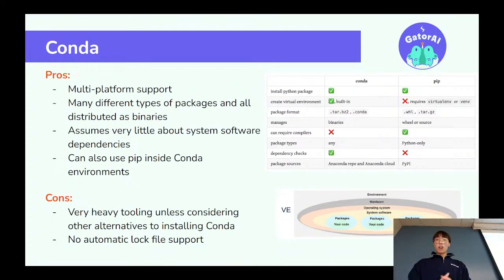All right, so pros and cons of Conda, right? It's multi-platform support, many different types of packages. They're all distributed as binaries, so the user has no issue using them, if there is a binary for their operating system and their hardware. It assumes very little about system software dependencies, and you can install a lot of system software dependencies to make sure your project runs properly.